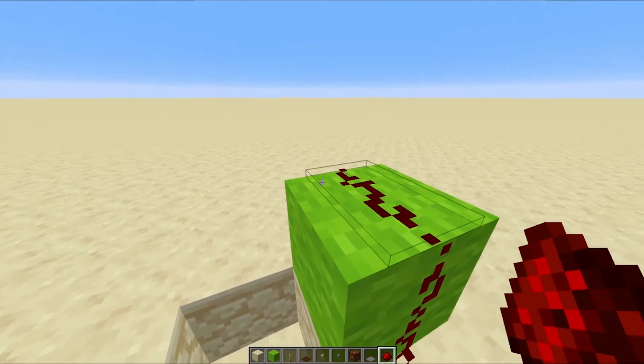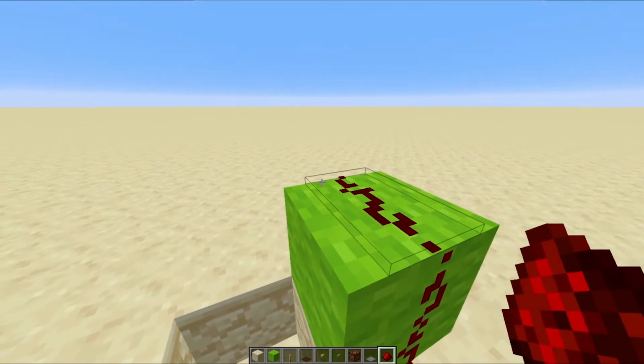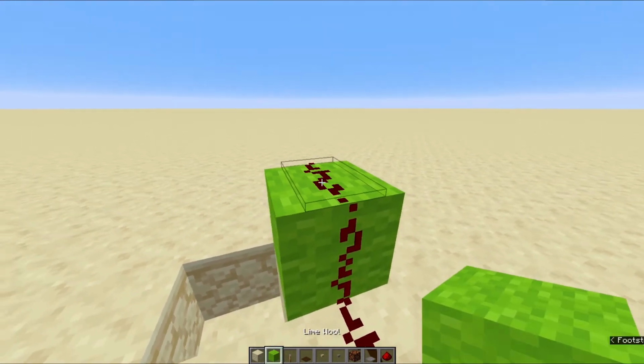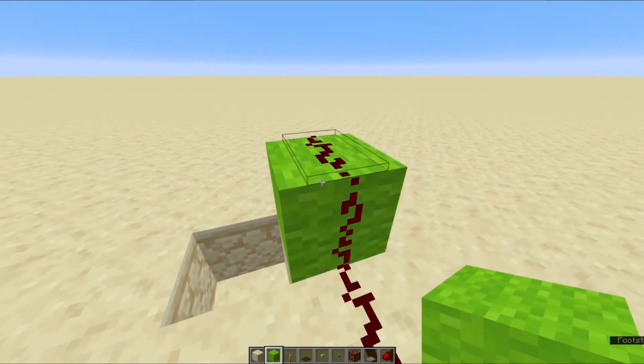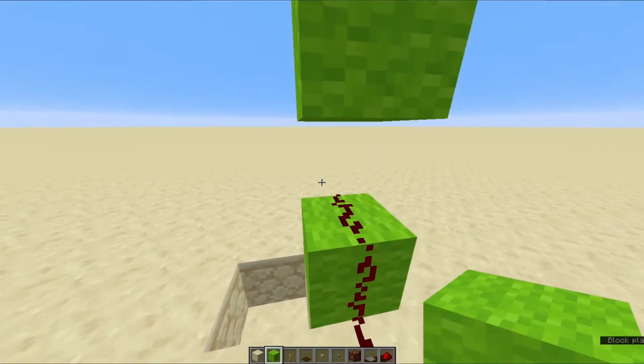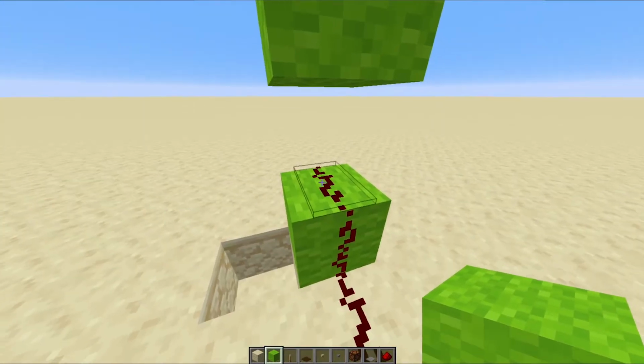And as you can see, it has its own hitbox right here, which means that just like the lever and the pressure plate and the button, it takes up its own block space. So for example, if we were to try to place down a block on top of it, it would go up here rather than cover up the redstone.